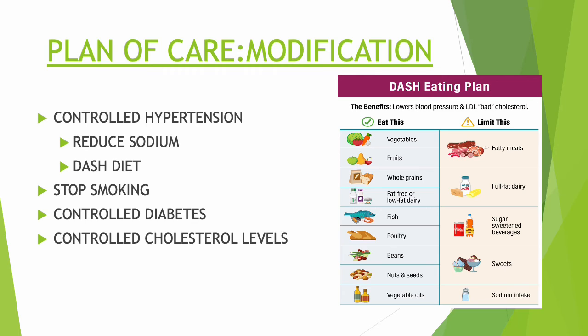Teaching patients how to modify their risks of developing PAD is essential. Controlling hypertension, which includes decreased sodium in the DASH diet. The DASH diet is dietary approaches to stop hypertension, which includes fruits, veggies, fat-free milk products, whole grains, and less red meat and salt. Tobacco cessation is essential to reduce the risk of cardiovascular events. Diabetes is a major risk factor for PAD and increases the risk for amputation. Also, controlling cholesterol levels with diet and lipid management.